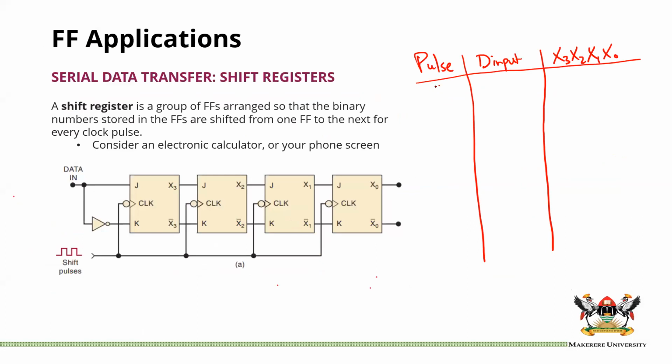So our first pulse at 0, there's no input, and our register has 0, 0, and 0. It is initially cleared. After the first pulse, when we apply the first pulse, we need to have our D0. Remember, D3, D2, D1, D0 is equal to 1, 0, 1, 1.